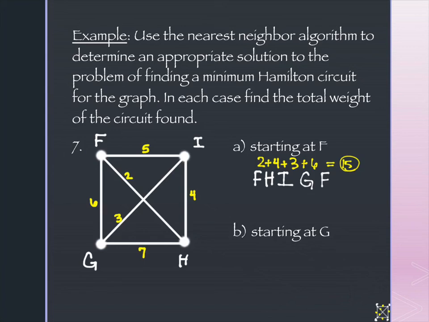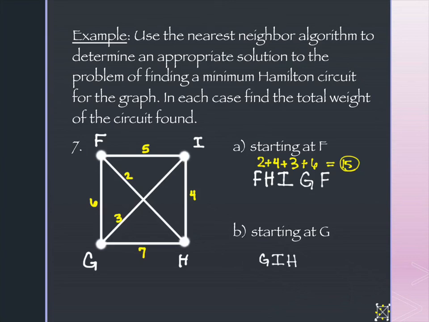We're going to do the same thing for part B, but now we're actually starting at G. Notice there's no other options with this algorithm. I'm not finding every possible scenario. I'm following a very strict guideline of how I make my choices. How about starting at G? Where would I go first? I would go to I. So I would actually go across my diagonal first, G to I. Where would I go after I? H. I to H.